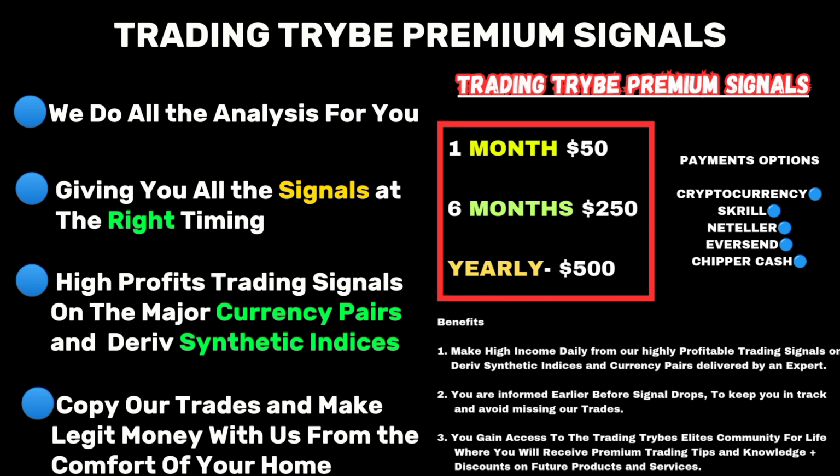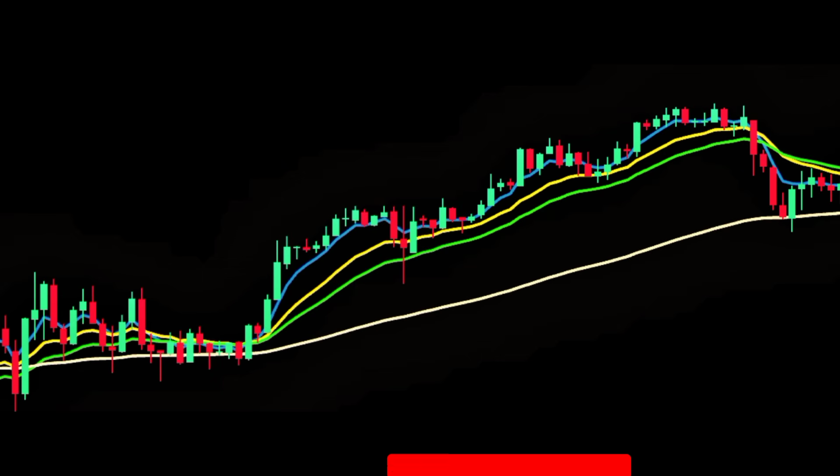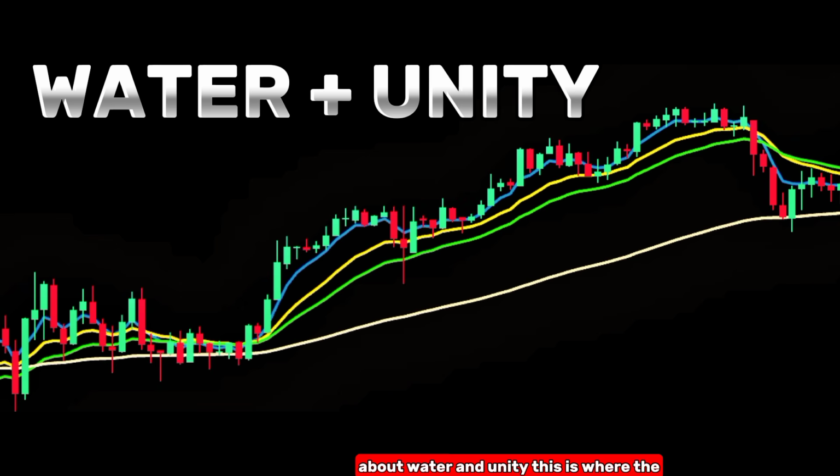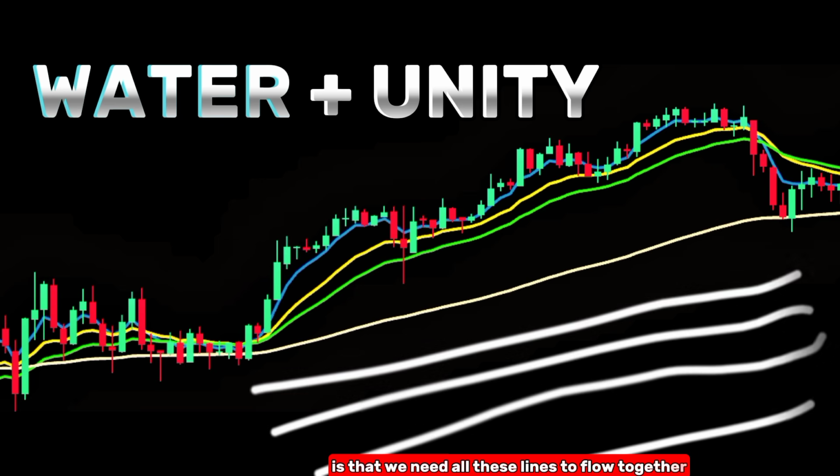Now, let's get back to our indicator strategy. Remember what I told you guys in the beginning of this course about water and unity. This is where the both of them are going to work together to help us make money from the market. The concept of water in this strategy is that we need all these lines to flow together, meaning that they must not touch each other before price touches them.